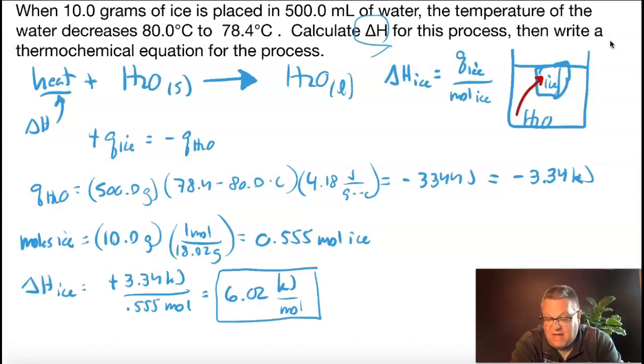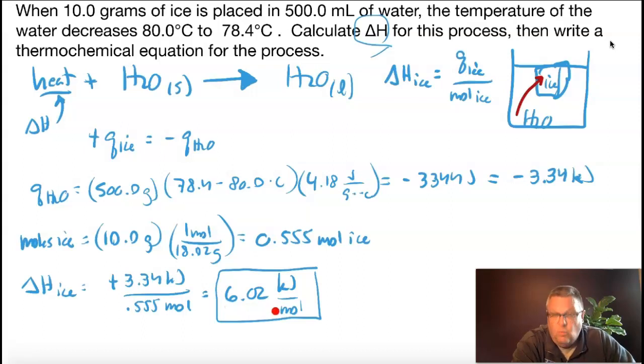We can change its sign. Q ice would be positive 3.34 kilojoules. We just now need moles of ice. We can get moles of ice by taking the mass of the ice over the molar mass of ice, which is the molar mass of water, to get moles. Then we do the division, and I get delta H for the melting of ice is positive 6.02 kilojoules per mole. What does that mean?